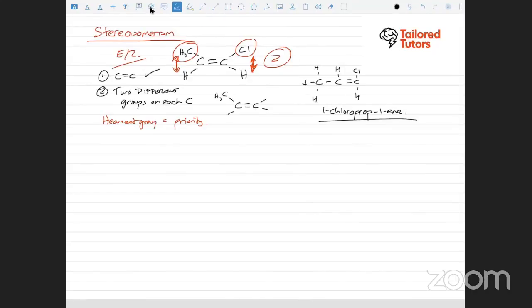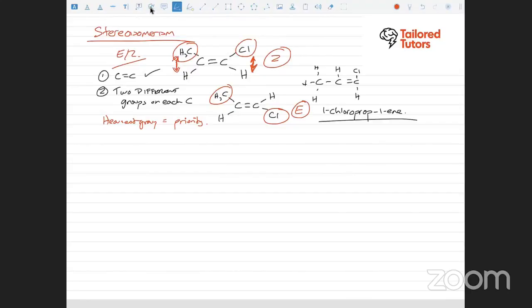If I was to draw the E version, all we need to do is swap out one side in terms of where the priority groups are. So that side's the same. All I need to do is swap the H and the Cl, and now we've got our priority groups on opposite sides, and that is the E version. No alliteration there or anything like that, okay? So Zs are on the same side, and the E are on opposite sides, okay? So like I said, Cahn-Ingold-Prelog, it's where you look at the atomic numbers, and whichever one's got the greatest atomic number, then that takes priority.